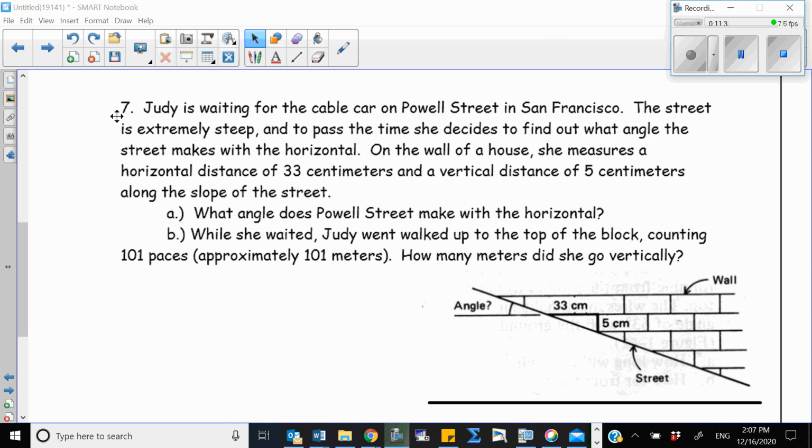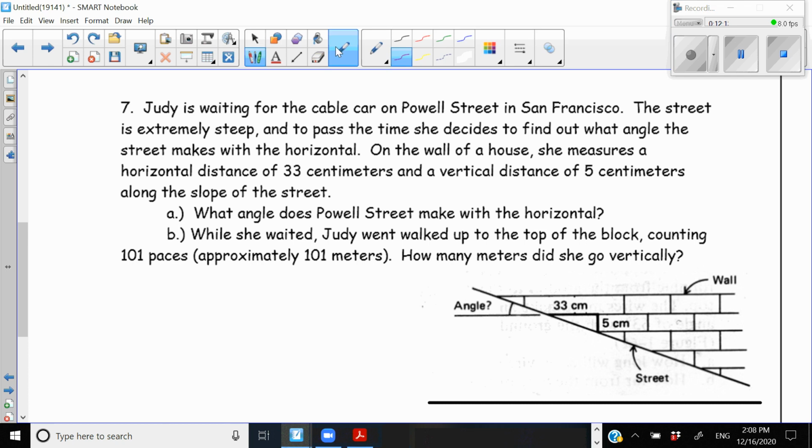Now let's work on question number 7. Judy is waiting for the cable car on Powell Street in San Francisco. The street is extremely steep, and to pass the time, she decides to find out what angle the street makes with the horizontal. On the wall of a house, she measures a horizontal distance of 33 centimeters and a vertical distance of 5 centimeters along the slope of the street. Now, what angle does Powell Street make with the horizontal?